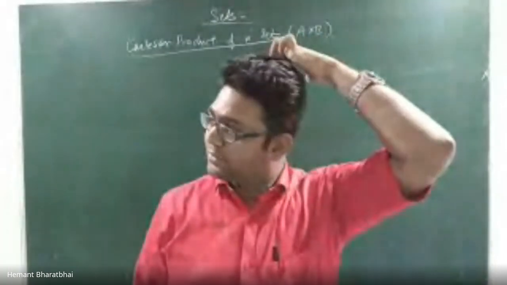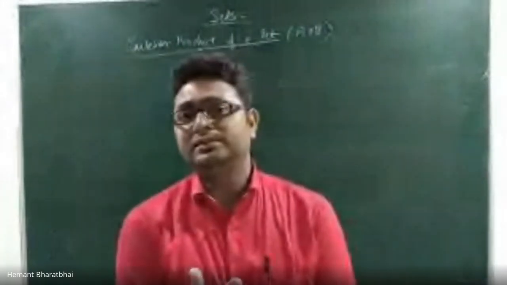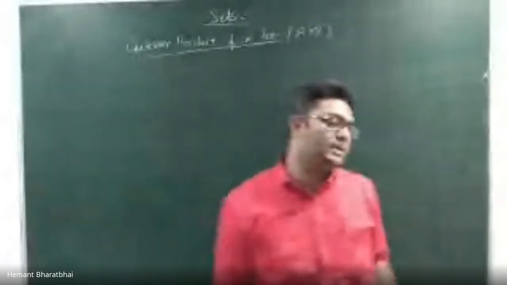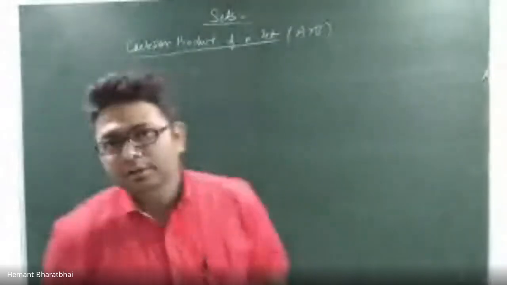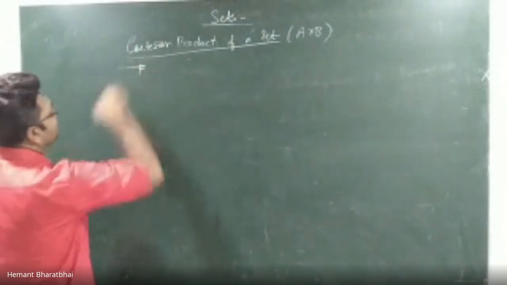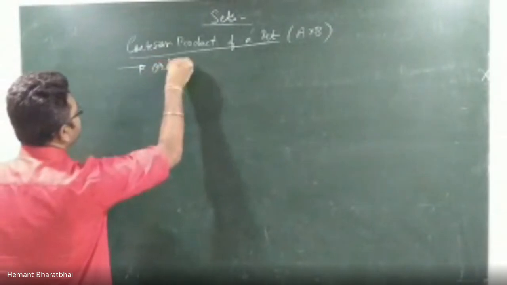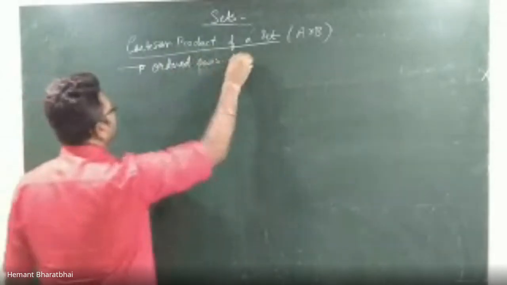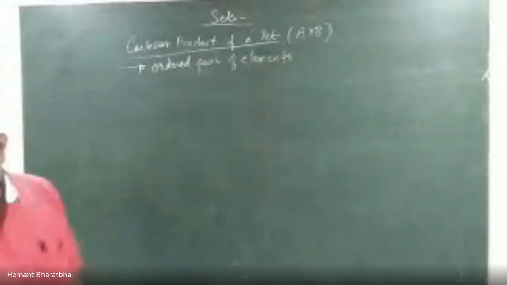When I'm saying product of two sets, you are not going to multiply, because you can multiply numbers, but you cannot multiply things. Pen into chalk is not going to give you anything. Chiku into mango is not going to give you anything. So when I'm saying Cartesian product, what is the product of two sets? It is nothing but an ordered pair of elements. Understand this word very properly.